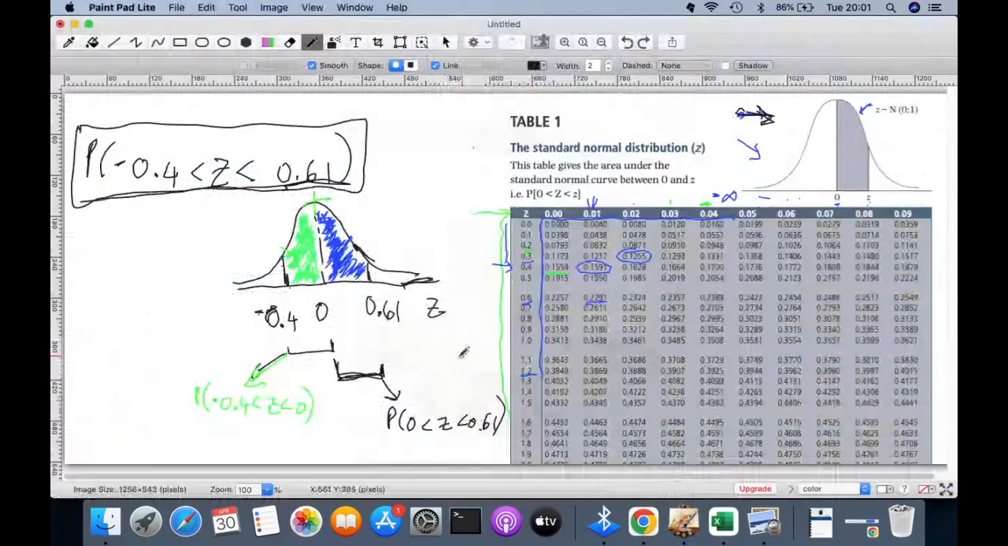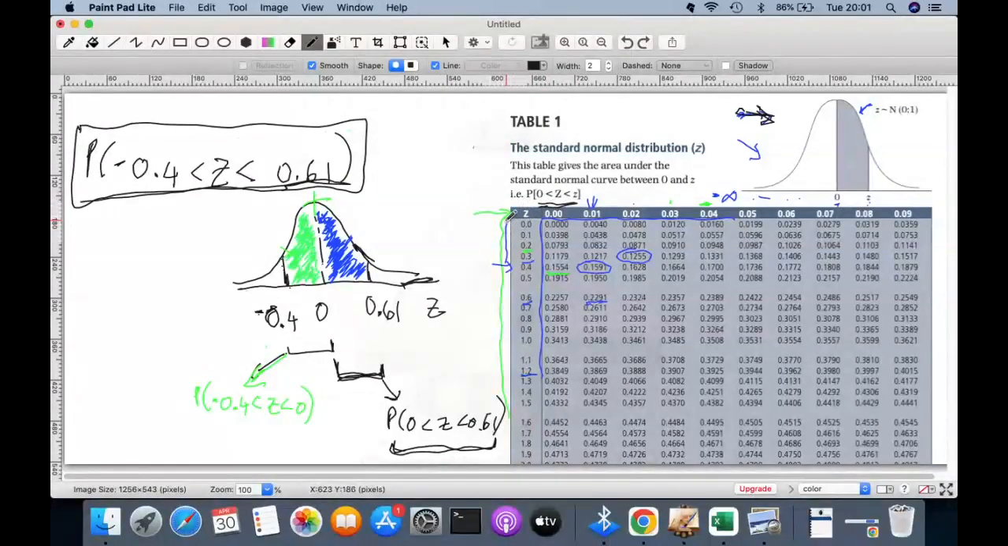Fantastic. All right, great. Now let's just look at the second part, this black part here. This part we can get from the table directly, because remember what we said earlier, the table gives you the area from 0 to any positive z value that you specify.